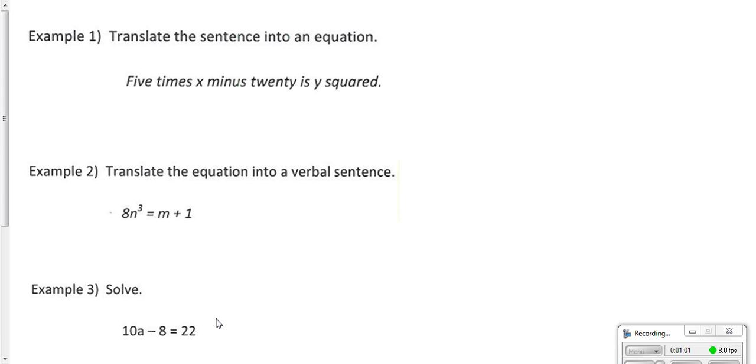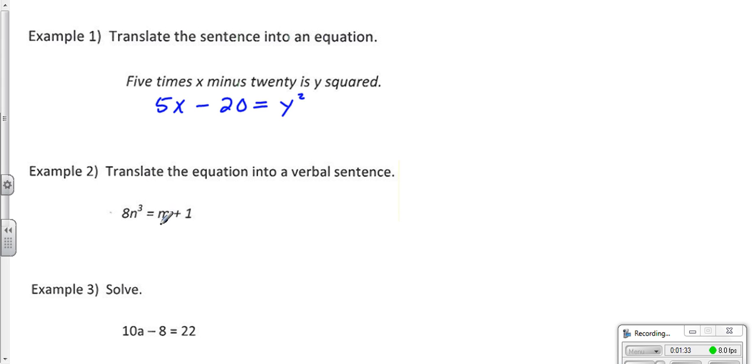So let's first start by translating the sentence into an equation. Here we have 5 times x minus 20 is y squared. So 5 times x can be written like that, no multiplication symbol in between is needed, just 5x minus 20 is y squared. And that's how we would write that sentence as an equation.